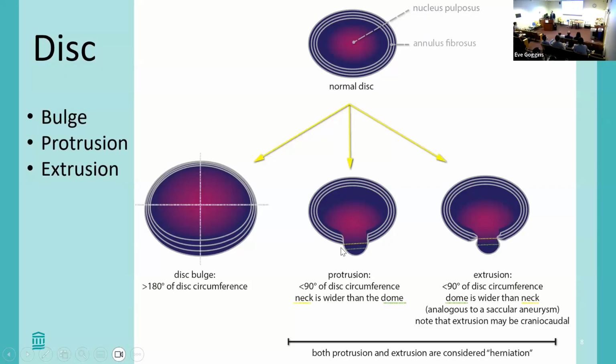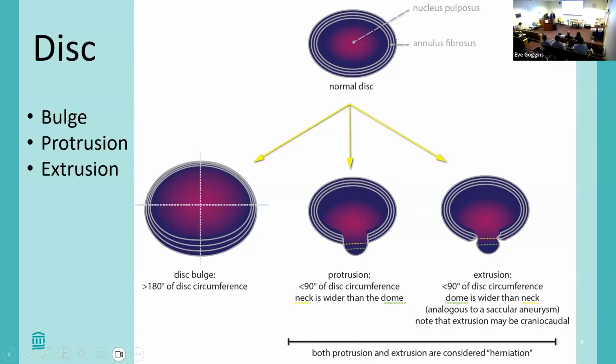Protrusion, there's like a focal area, kind of like imagine an aneurysm, but the neck is not narrower than the dome. Extrusion is what we think of like a saccular aneurysm, where the neck is narrower than the dome. And it doesn't just have to be in the AP plane, like these diagrams say, but also craniocaudally, something extending craniocaudally, that could also be an extrusion.